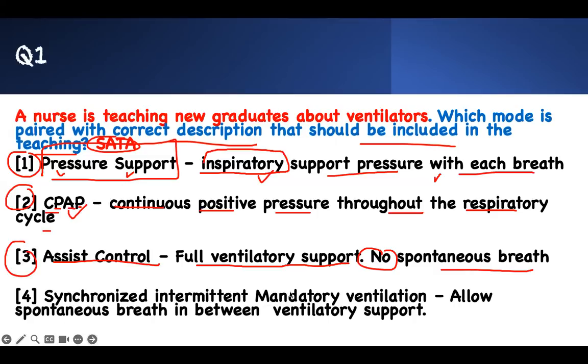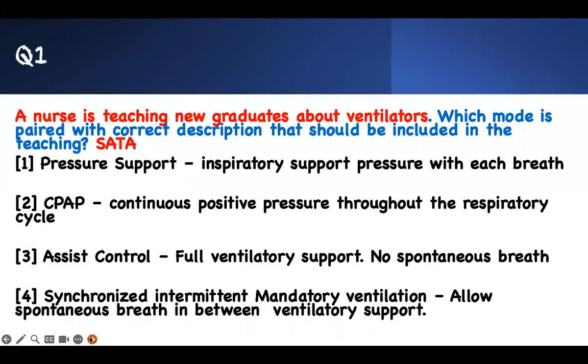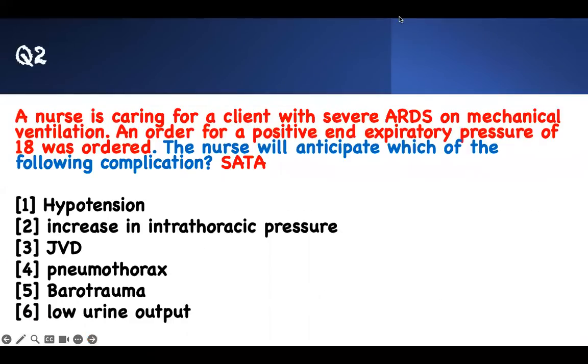Synchronized intermittent mandatory ventilation. Mandatory. I need you to take a breath, and it's synchronized to your breath. So it allows spontaneous breaths in between ventilatory support. So all of them are right. You can watch the lecture on those. So, select all that apply, right?